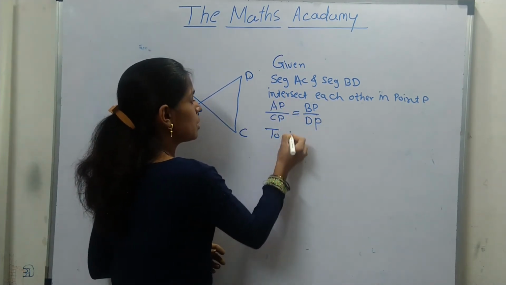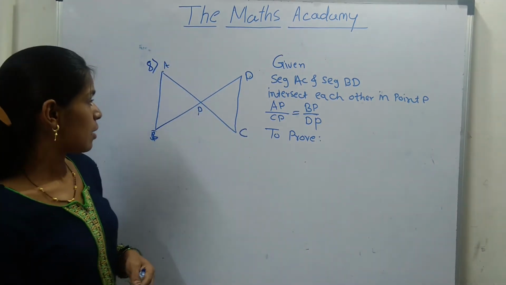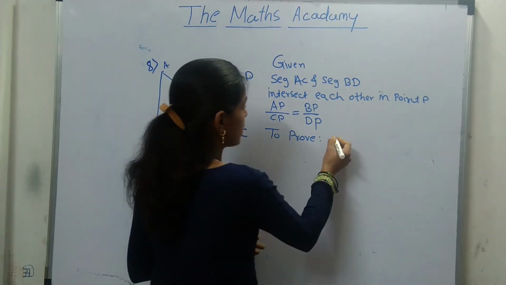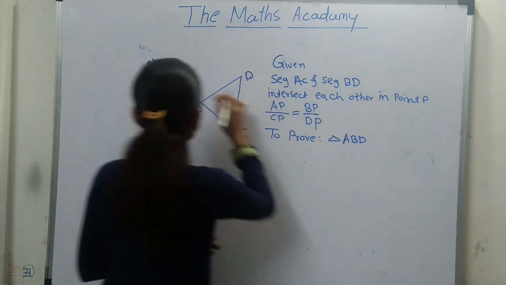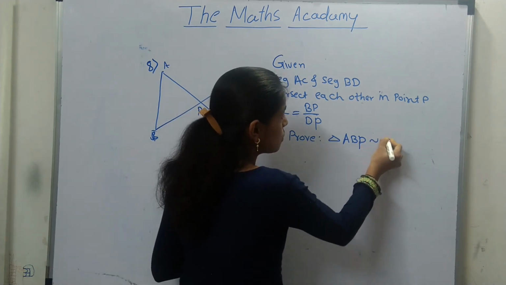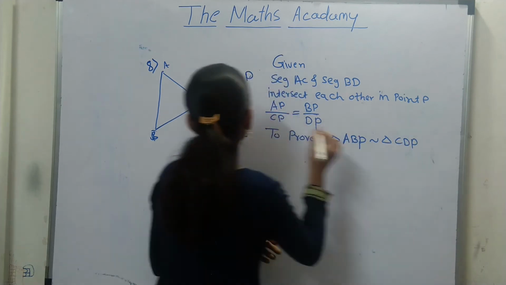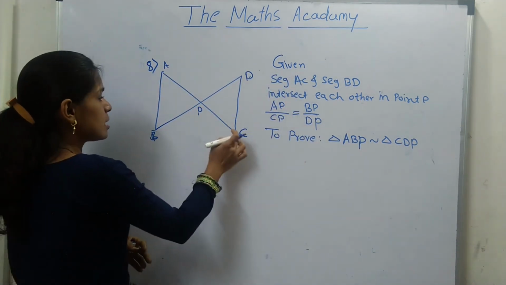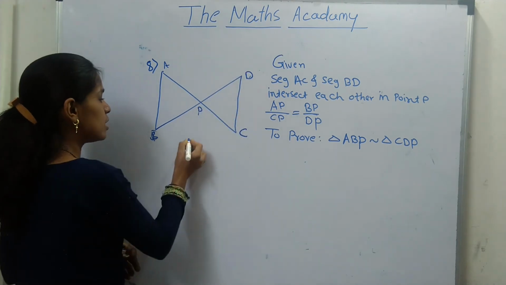And what is to prove here? What we have to prove? We have to prove that the triangle ABP is similar to triangle CDP. ABP is similar to CDP. This you have to show. So let's write the proof.